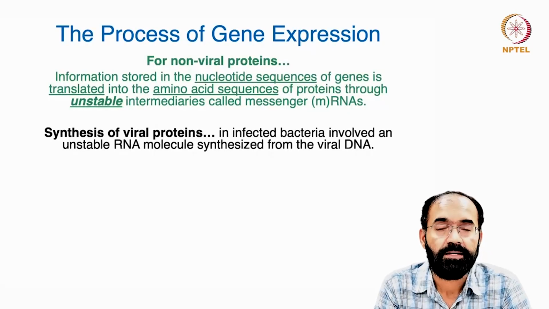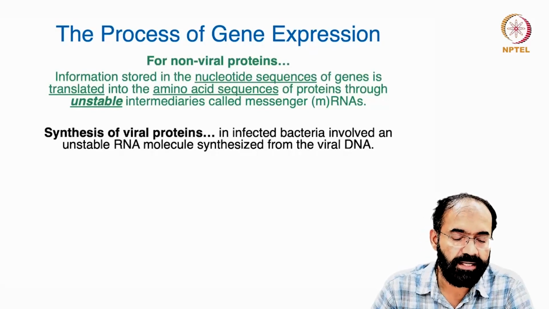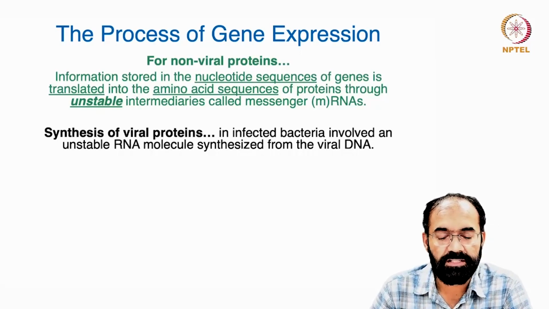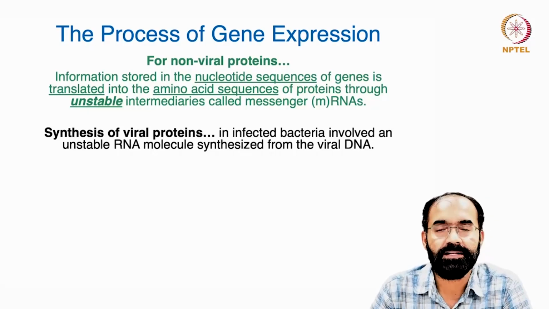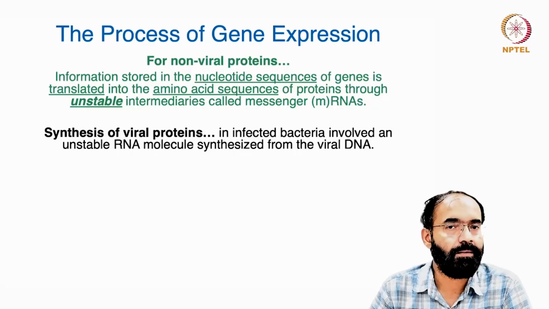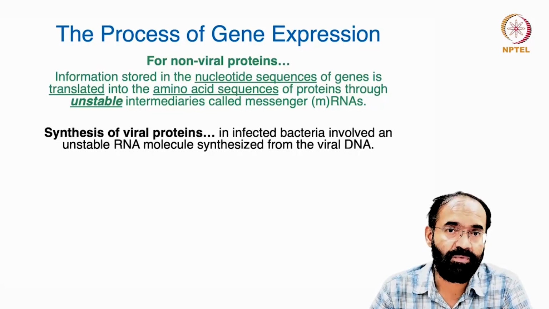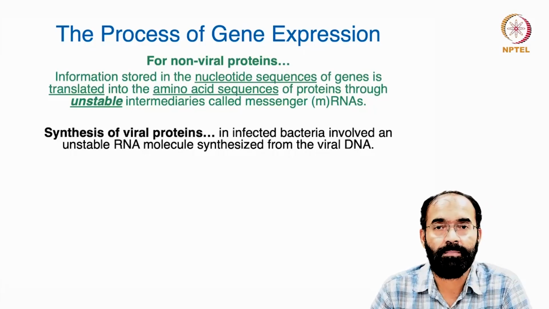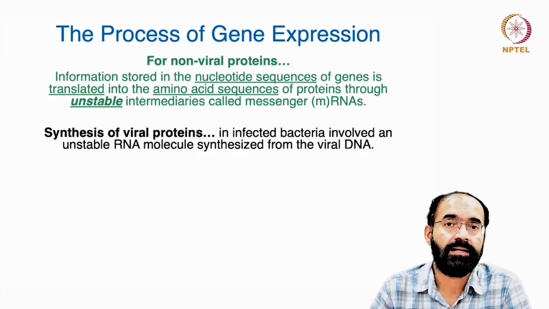So if you look further, for some of the non-viral proteins, the information stored in the nucleotide sequence of genes is translated into the amino acid sequence of proteins through an unstable intermediate called mRNA, which is usual for bacteria, other eukaryotes, and even viruses. But viruses have a small genome, so they have certain unique elements that can fool or mislead the eukaryotic system, as if it can recognize a middle portion of the mRNA as a tip of the mRNA, or the 5' end of an mRNA. One such example is the internal ribosome entry site.